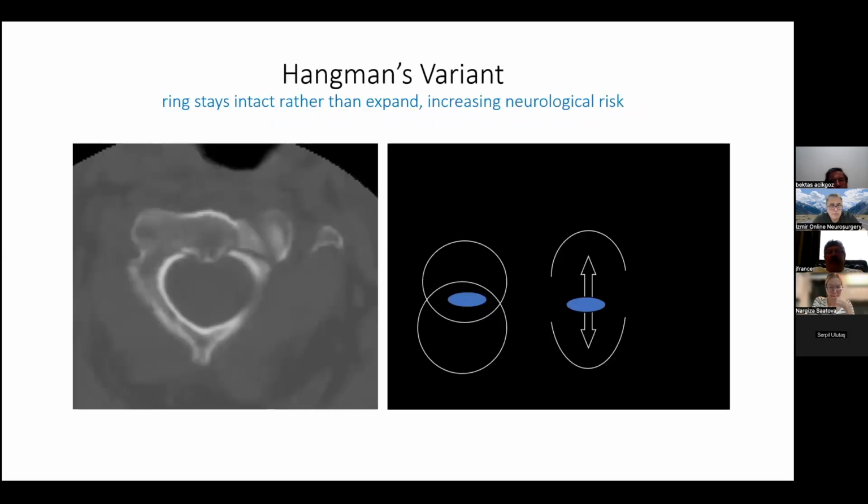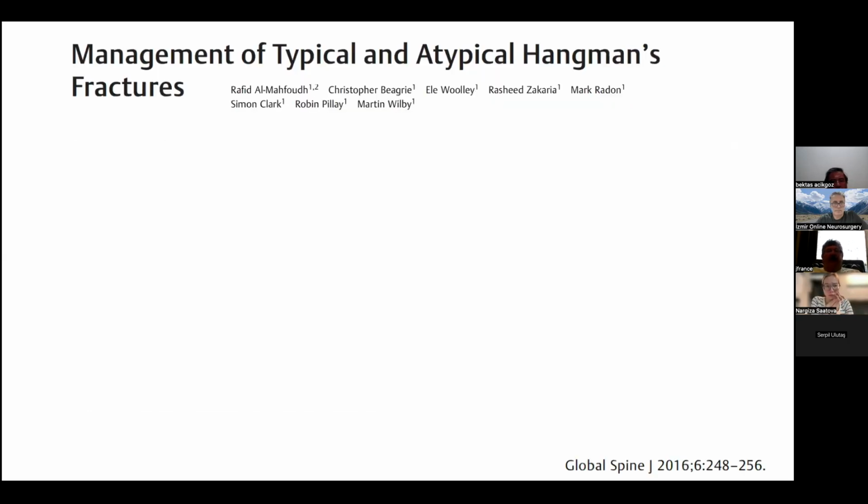So the Hangman's variants are very interesting. They make us all a bit nervous because the ring stays intact. The reason these often are intact is because the C2 ring spreads open, creating more room for the cord. In the Hangman's variant, it'll behave more like a jumped facet, where the two rings, as they translate, can cause cord compression. So our fear is always neurologic injury.